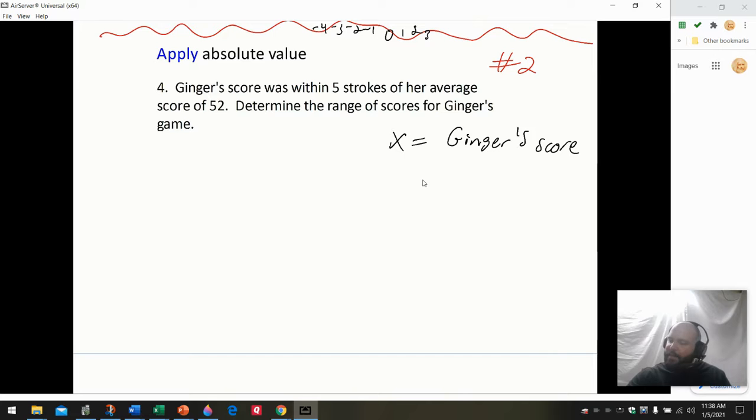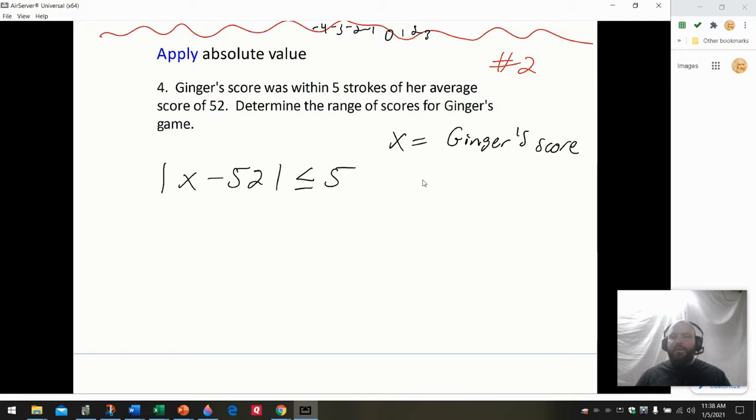What we do is we take the absolute value, and then we take her current score, and we subtract away 52, because when you subtract two numbers, that gives you the difference or the distance in between those numbers. And what it says is that it was within 5 strokes of her average. So that means the difference of her score that she got and her average was less than or equal to 5 strokes. So now we've established what the absolute value inequality is, and we just need to solve it.